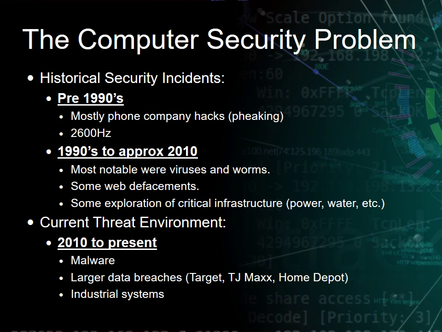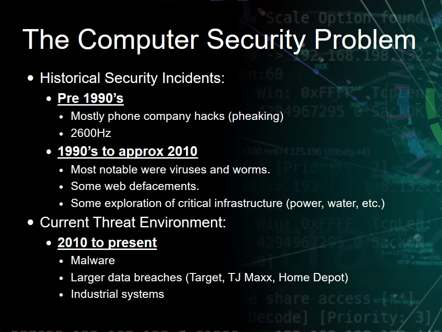So if you look at the history of cybersecurity incidents, or security incidents as a whole, the pre-90s was mostly phone company hacks, often referred to as phreaking. That's where the 2600 term comes from. The Captain Crunch whistle that was found allowed phreakers to make free toll calls on payphones.